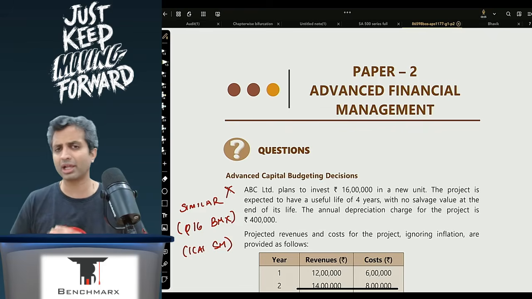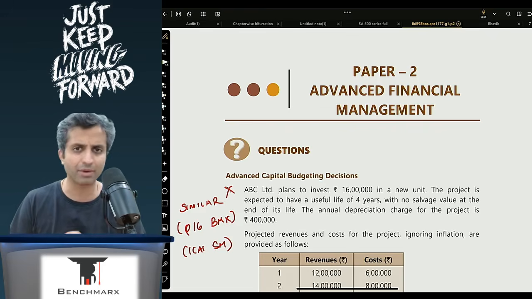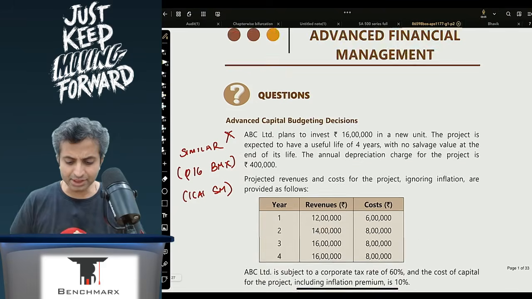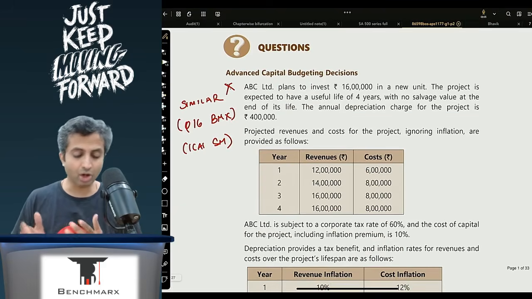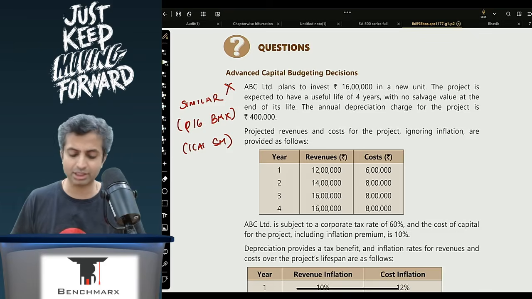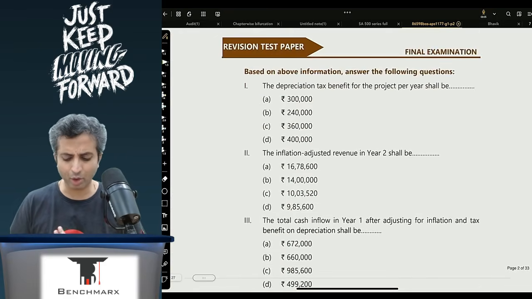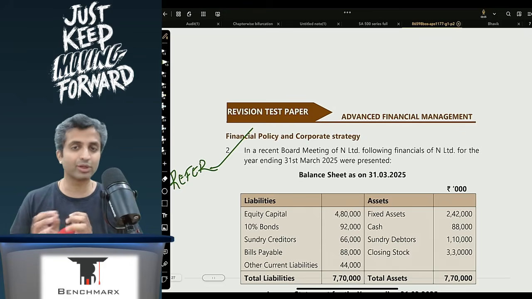So over here, like the other RTPs of the new course, there are 15 questions in your AFM RTP, of which the first two questions are case study based MCQs. The first is an advanced capital budgeting one, which is a replica of question number 16 in our material, and which is also there in your institute study material as a descriptive question. They've formed around 4 or 5 MCQs based on this.